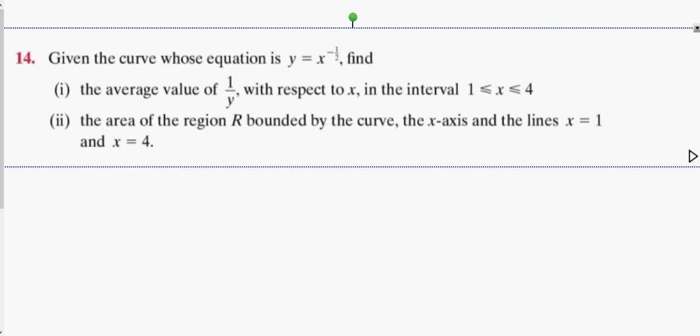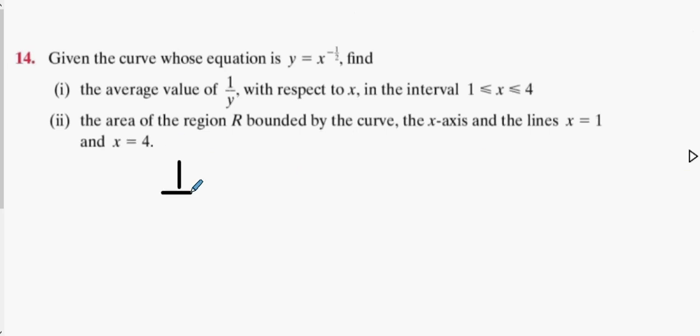Now, given the curve whose equation is y equals x to the power of minus a half, find the average value of 1 over y with respect to x in the interval. Alright, so just do 1 over y. So 1 divided by y is 1 divided by x to the minus a half. Everybody cool with that? Now, does anybody know what to do with that?